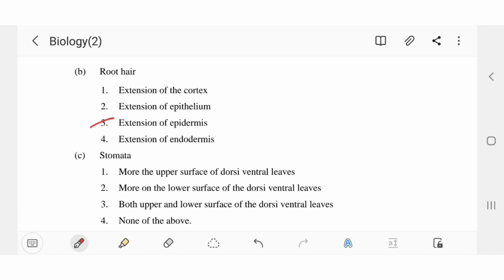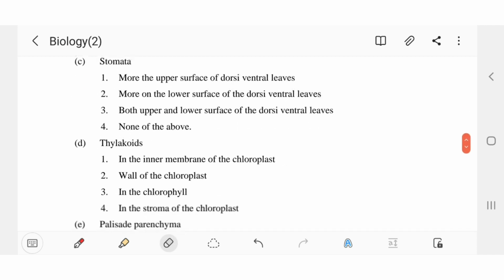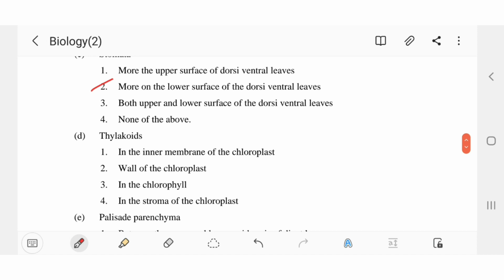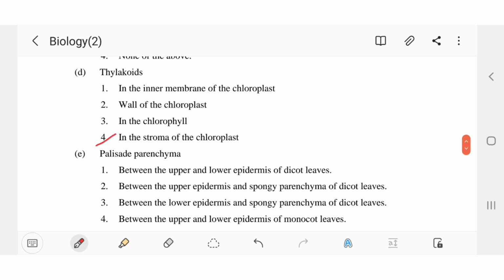By the definition of root hair, we can tell root hair is the extension of the outer epidermal layer of the leaf, right? Of the root. C1, stomata. They are more on the lower surface of the dorsiventral leaf. This we have studied in chapter transpiration. Now D1, thylakoids. Where are thylakoids present? They are present in the stroma of the chloroplast. So option 4 is correct.